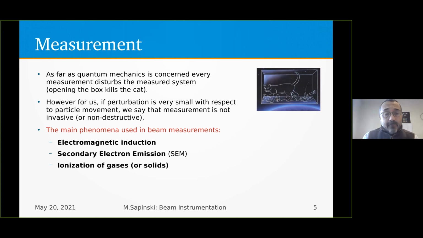Sorry. These are the main phenomena used in beam measurements, the main physical phenomena. If you think about it, there are basically three main ones. There are a lot of other phenomena which can be used, but in principle, the three main things are electromagnetic induction, because a beam is a current that goes through your machine, and you can measure this current somehow. There are various ways. Then there is secondary electron emission, and I will show you where it is important, and ionization of gases. These three phenomena basically cover probably 70–80% of all beam instruments.